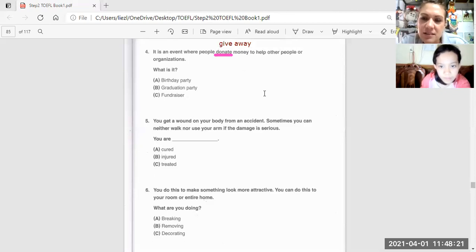Do you see? Yes, I can see it. They give it away. So it's an event that people will give it away. See, right? Yes, it's a fundraiser. A fundraiser is when they give it away. Birthday. What is graduation party?